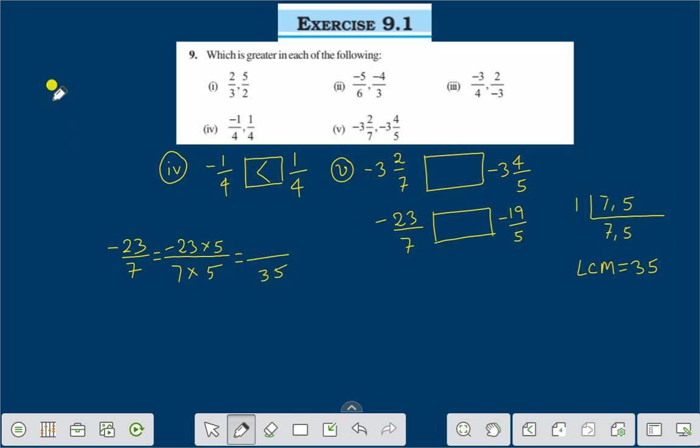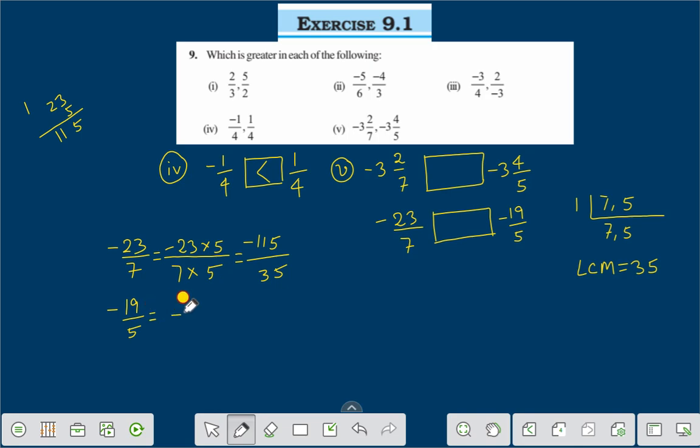And if you multiply 23 with 5, 5 threes are 15, carry 1, 5 twos are 10 plus 1 is 11, so 115. That is minus 115 by 35. And another number is minus 19 by 5.